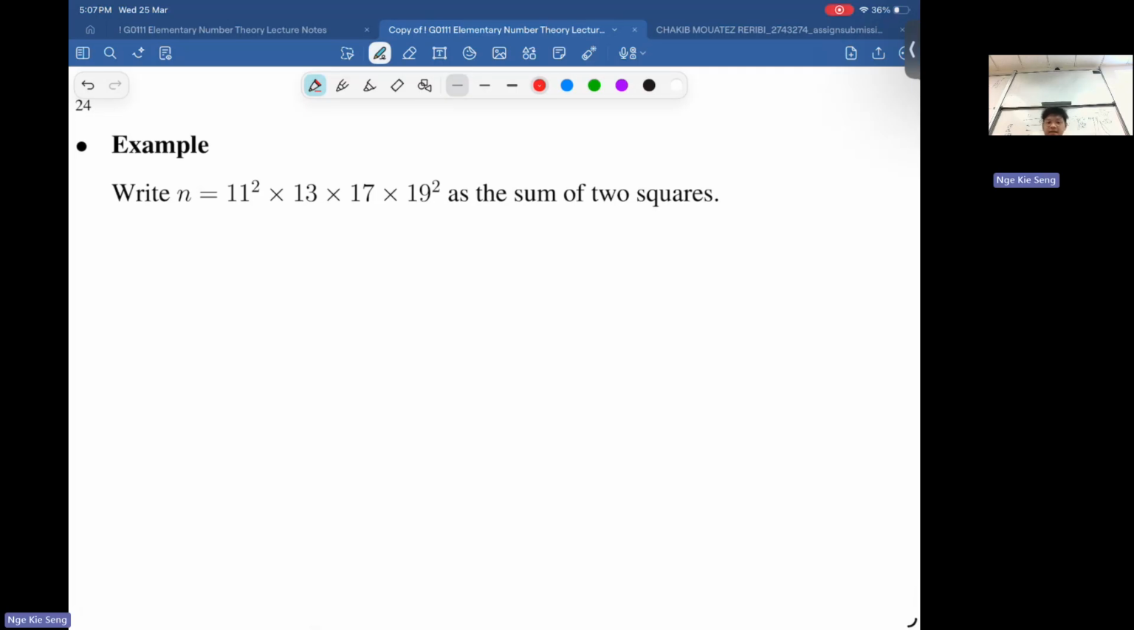Okay, so let's use examples to tell you how to do that. If you realize in this prime factorization, what do you realize? 11 is 3 mod 4, and then 19 is 3 mod 4, right?